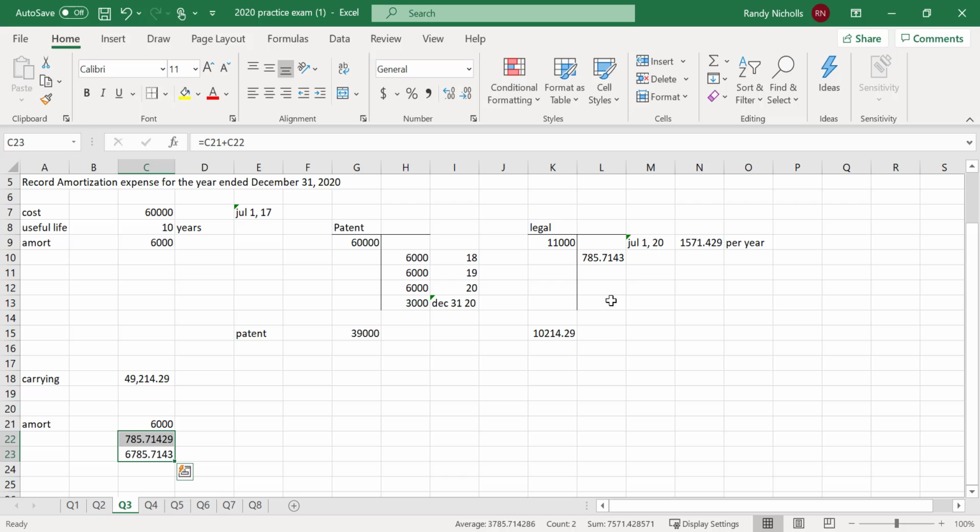Okay, so I think the primary thing we're testing here, one is the knowledge of the patents and that the legal fees add to it, but the rest is really just tracking dates and being careful with dates and half years and how many years are left in the life, etc., etc. Okay?